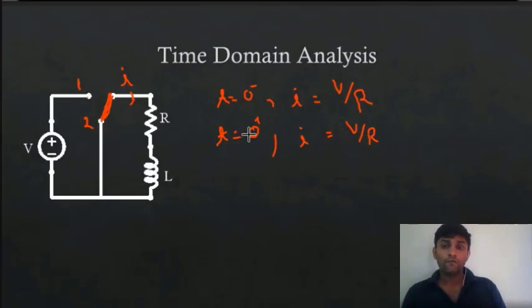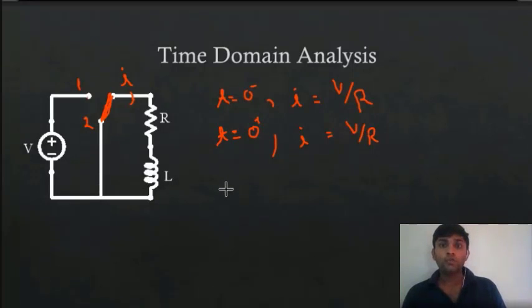Because 0 minus and 0 plus are just a fraction of time, you can consider the change in time to be 0. So with change in time 0, current cannot change. So if we have a steady state condition, or we are just switching the circuit, the current will always remain the same. Hope you all got this.